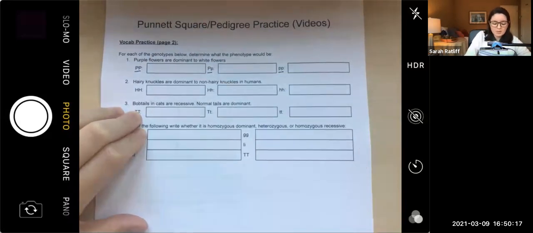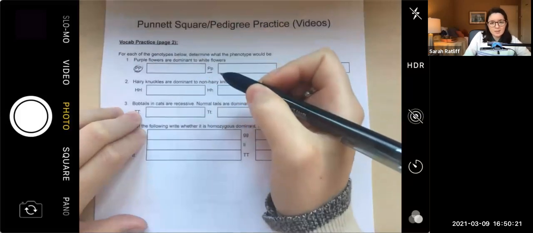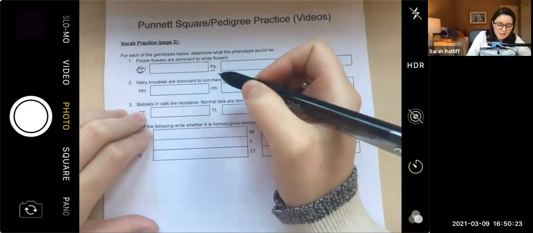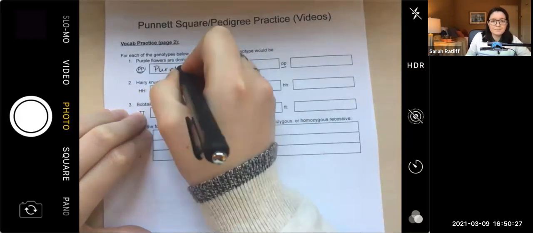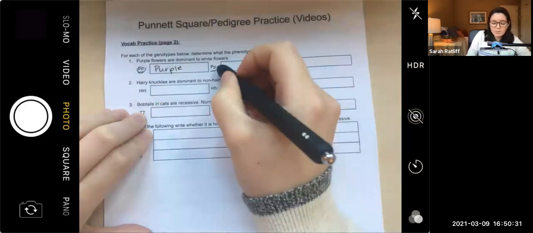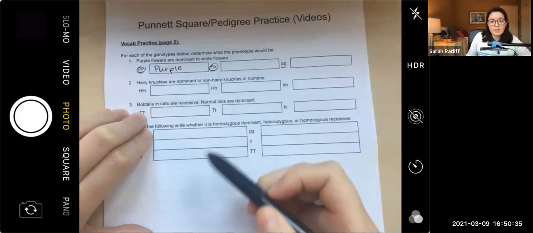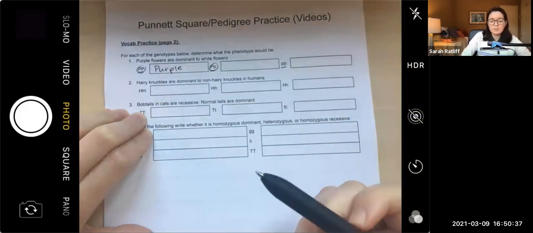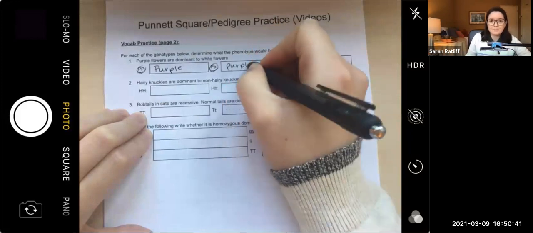So first up, we have two capital P's, capital P, capital P. That means, hey, something's going to be dominant here. I know that it will be purple. Next up, we have a heterozygote, meaning we have one of each capitalization. We have a big P and a little p. Again, the dominant allele is present, so that flower will be purple.